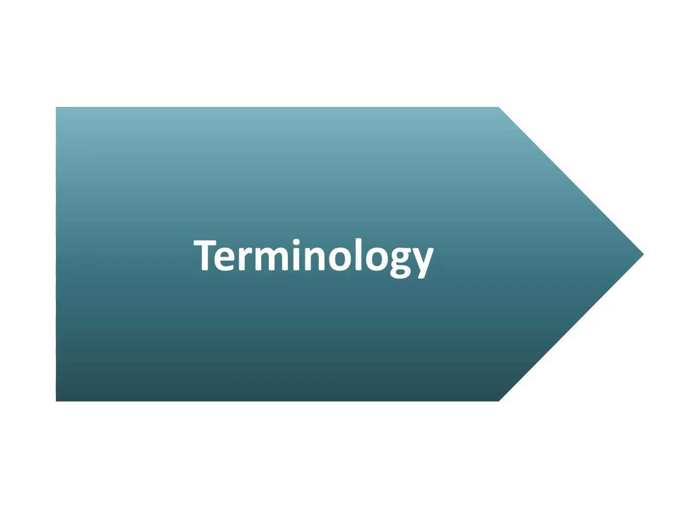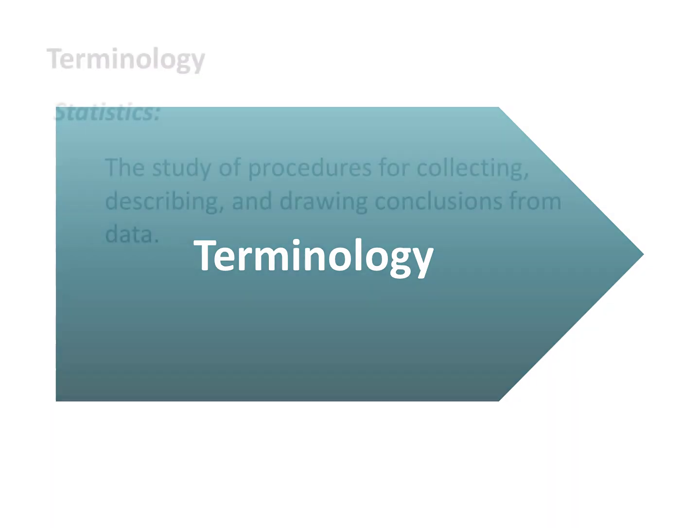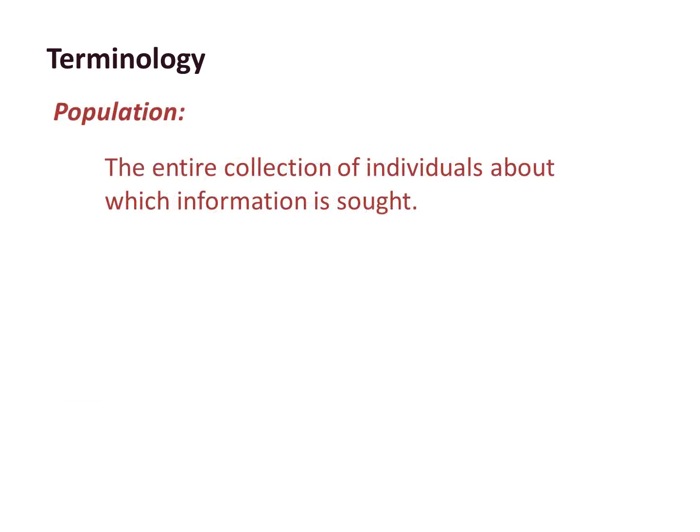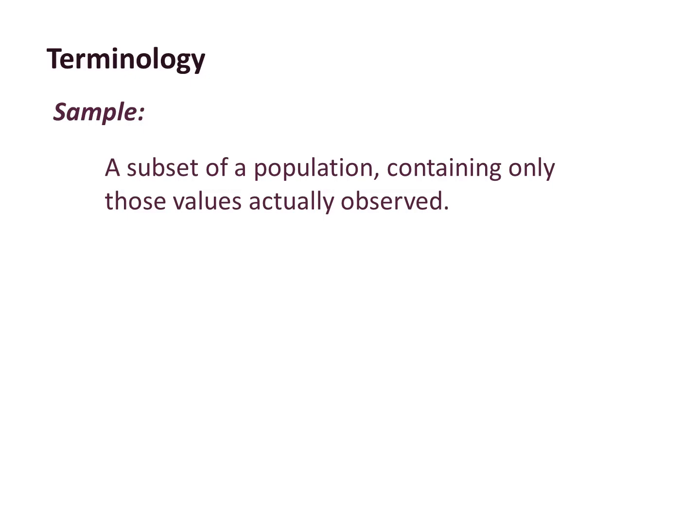Let's finish this lesson with some common terminology. Statistics is the study of procedures for collecting, describing, and drawing conclusions from data. A population is the entire collection of individuals about which information is sought. A sample is a subset of a population. It contains only those values actually observed.